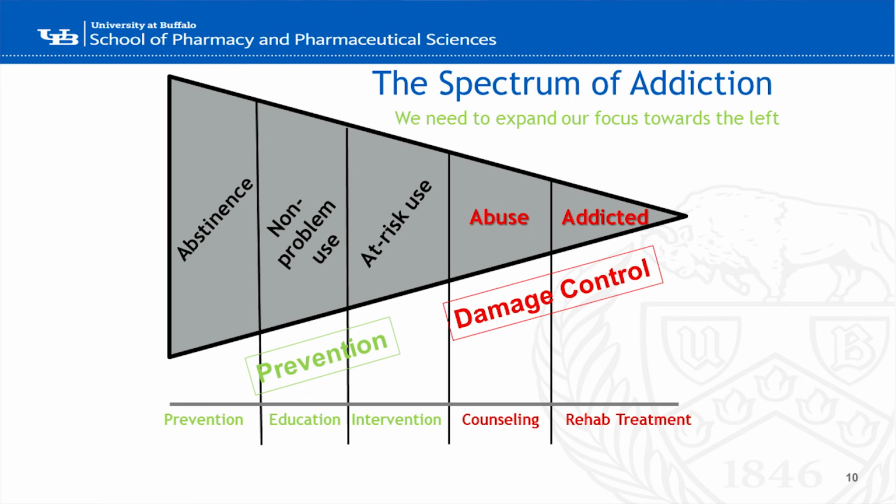Likewise, when we look at people who abuse drugs, who are addicted to drugs, that's sort of the tip of the iceberg. And our efforts to deal with these folks represent mostly damage control. What we need to do is shift our focus a little bit to the left of this and look at people who are in the early stages of addiction or who are just beginning non-problem use, and institute programs of screening and prevention in order to prevent people from progressing to a full-blown addiction. And that's how we're going to really deal with this epidemic.